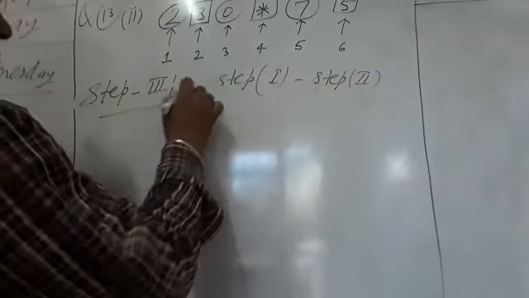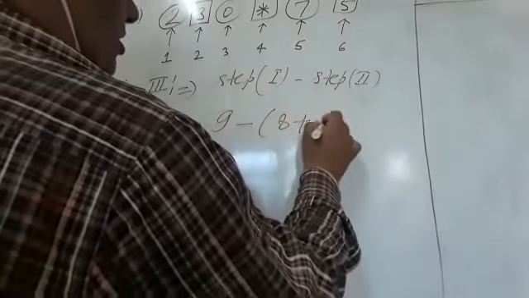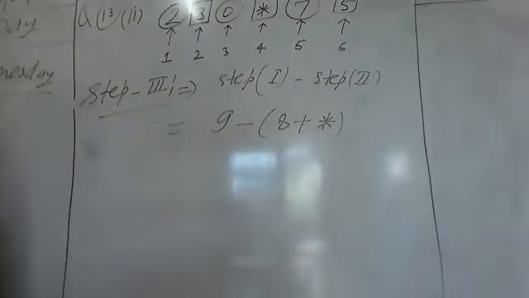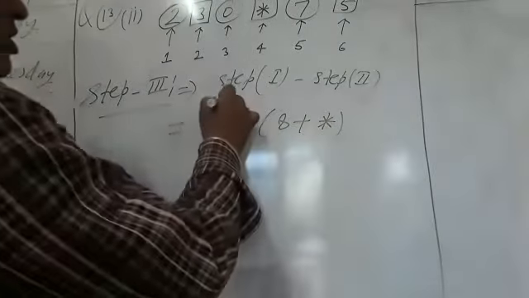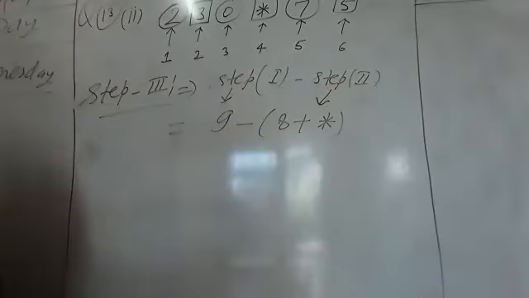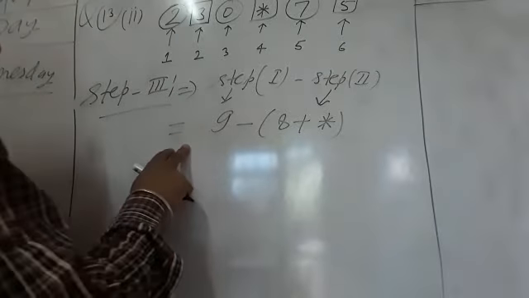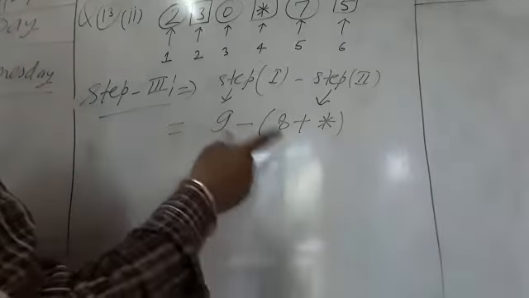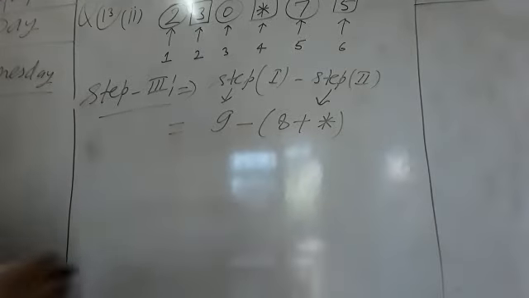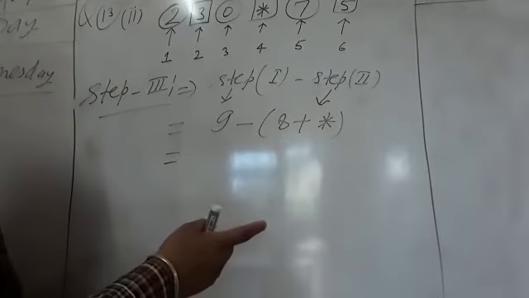Now this is 9 minus (8 plus star). The result of step 1 is 9, and the result of step 2 is 8 plus star, and we find the value of it. If the result is coming 0 or a multiple of 11, it is divisible by 11. So now, how do we find it? 9 minus (8 plus star).